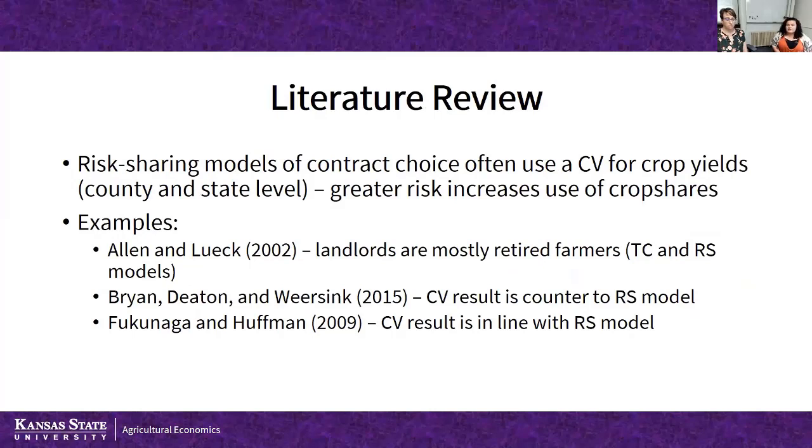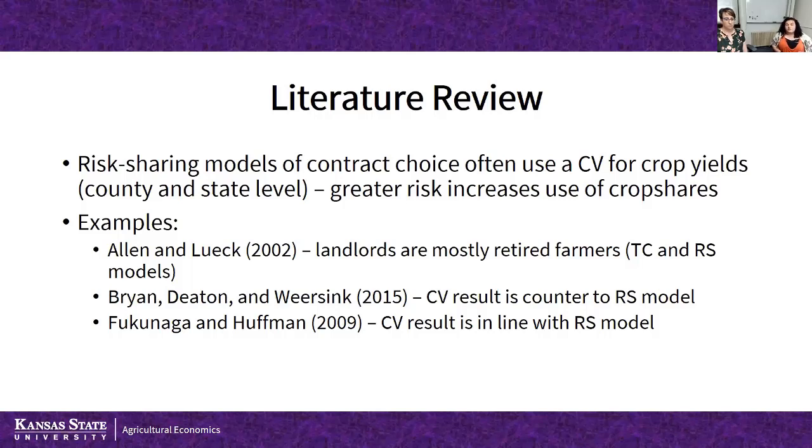We're not going to get too deep into the literature review for this, but most of the literature follows a risk-sharing model of contract choice that uses a CV, or coefficient of variation, for crop yields at the county or state level, which basically says greater risk increases the use of crop shares. Within the literature review, it should be noted that it's always from one side of the problem, either the tenant side, the landowner side, or they've made an assumption that lumps them at the same level of risk, such as Allen and Lueck. They said that landlords are mostly retired farmers, which we wanted to note is not an assumption that we make in our model.